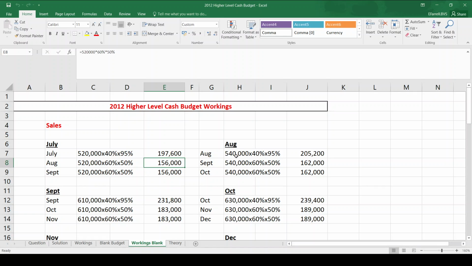In August, my sales are 540. So again, by 40% by 95%, and by 60 by 50, and by 60 by 50.